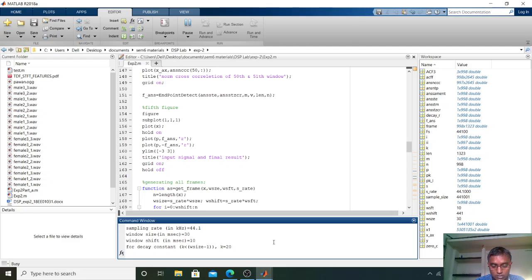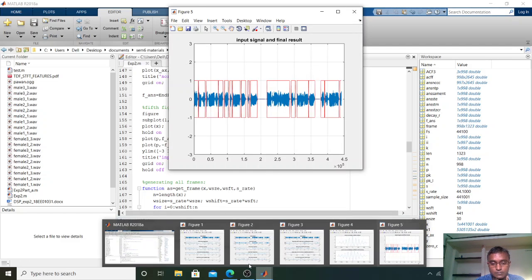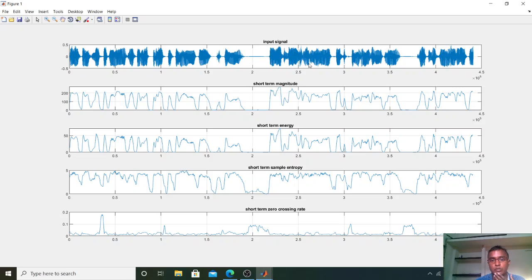Let's wait for some seconds. Okay. This is my first output, the input signal and short term magnitude. Here we can see that wherever the amplitude is smaller, we are getting 0, and wherever it is bigger, I am getting bigger values. This is short term energy. This curve is very similar to short term magnitude because similar things happen, just with squaring.